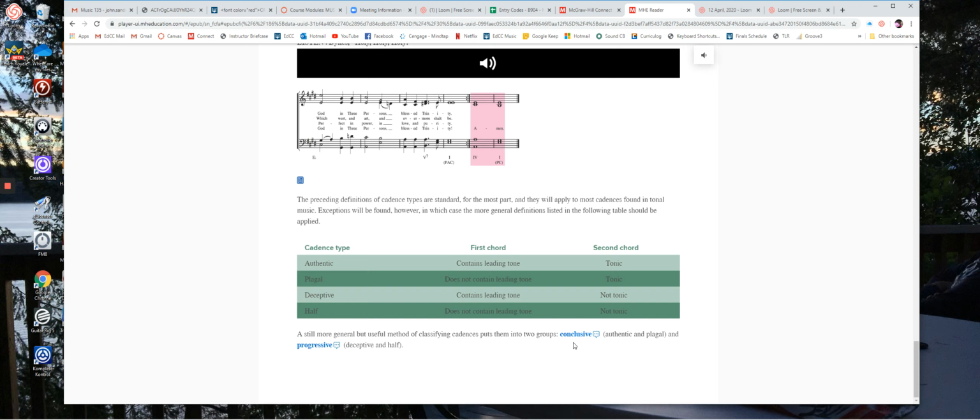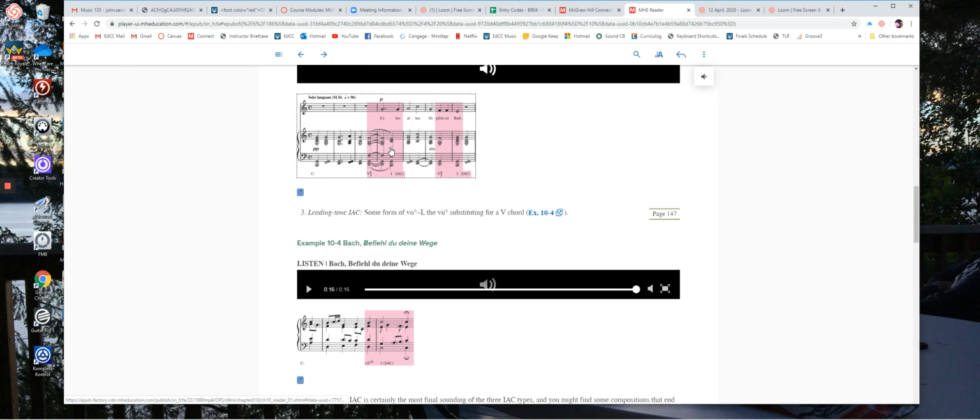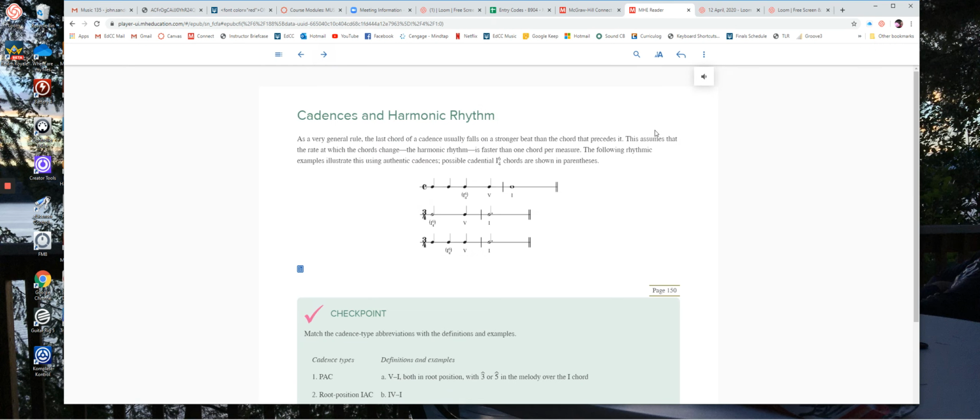They like to put them in 2 groups, conclusive and progressive. Conclusive, authentic and plagal. Hey, we're done. Progressive, deceptive and half cadences. Hey, we still have work to do before we're done with this. Let's see if that wraps up cadences.